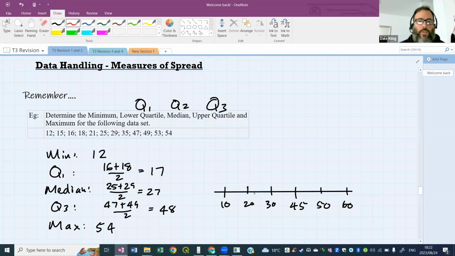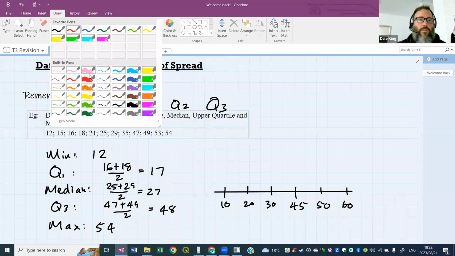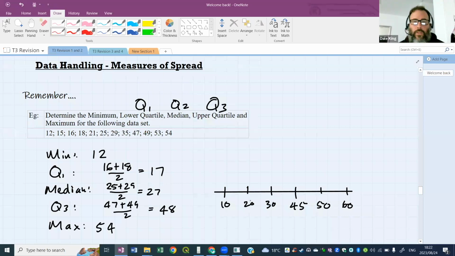And what we do now is we take our 5 numbers and we plot them on this ruler. So the minimum is 12, which will be about here. The Q1 is 17, which would be about here. Median is 27, which will be about here. Upper quartile, Q3 is 48, which would be about here. Then the maximum is 54, which would be about here. Okay, so now we've got to draw our box.